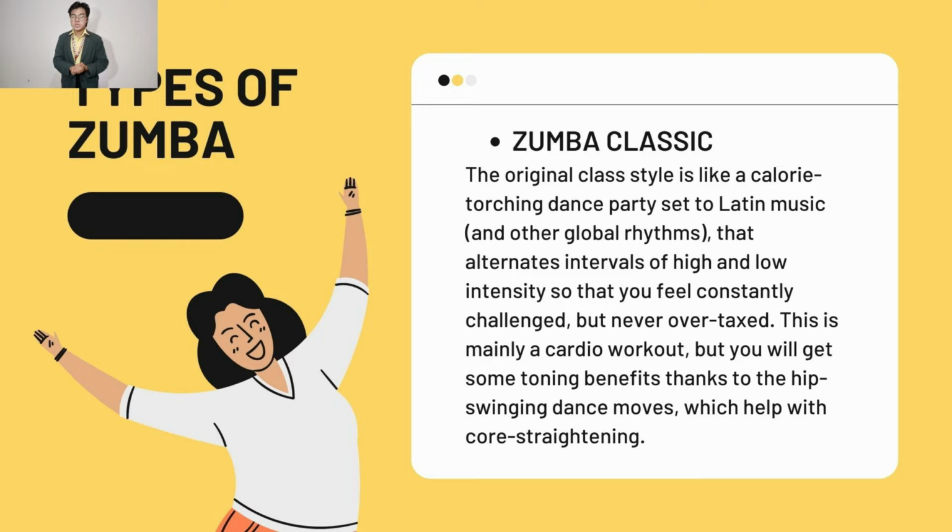Zumba Classic. The original class style is like a calorie-torching dance party set to Latin music and other global rhythms that alternates intervals of high and low intensity so that you feel constantly challenged but never overtaxed. This is mainly a cardio workout, but you will get some toning benefits thanks to the hip swinging dance moves, which help with core strengthening.